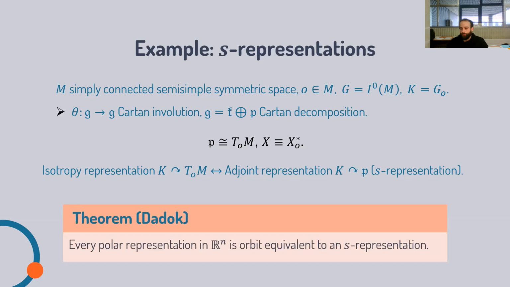Well, we know that S representations are polar now, and it turns out that the converse is also true. And it's due to a theorem proved by Dadok, and it comes from a classification result of such representations. And indeed, given any polar representation over a Euclidean space, that will be orbit equivalent to the S representation associated to an adequate symmetric space.